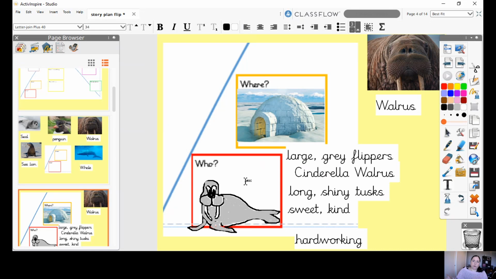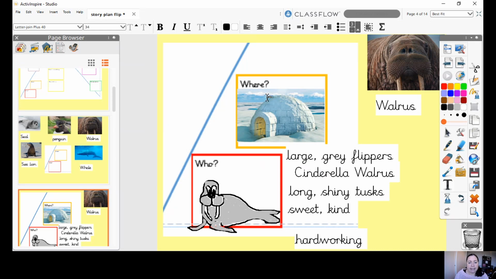Now we know the story. The walrus lives with the evil stepmother walrus, and the two ugly stepsister walruses. So I could draw those if I wanted, and I could write some adjectives to describe that. And I'm talking about how mean they are to Cinderella Walrus and how they make her do all the work and how tired she is.